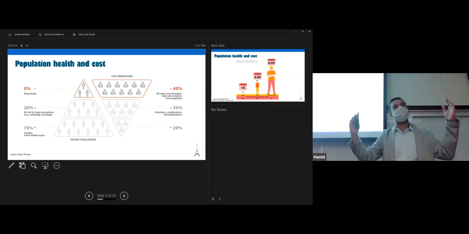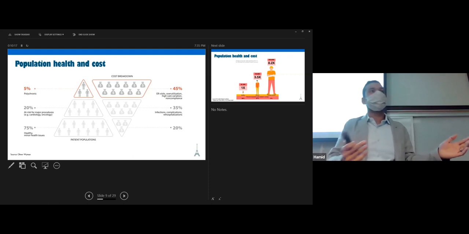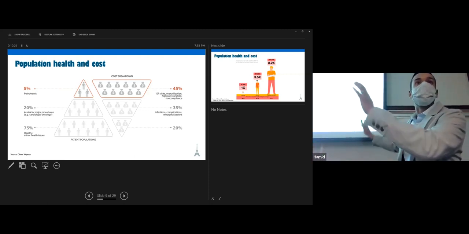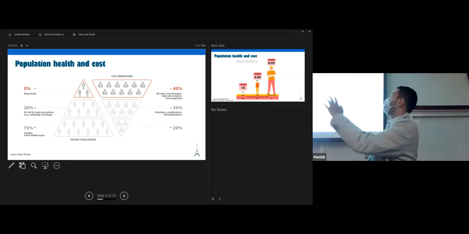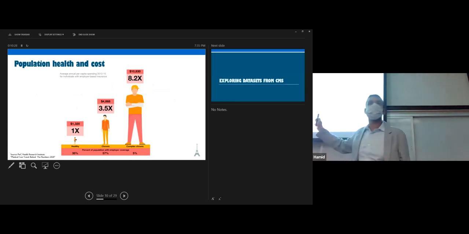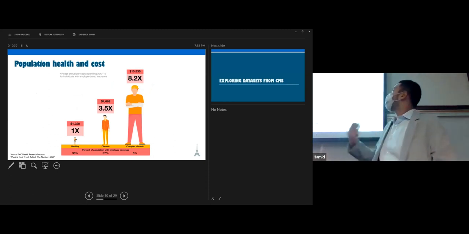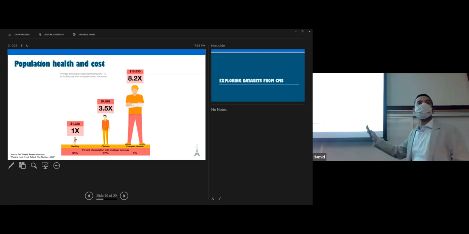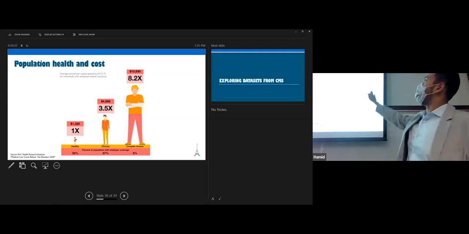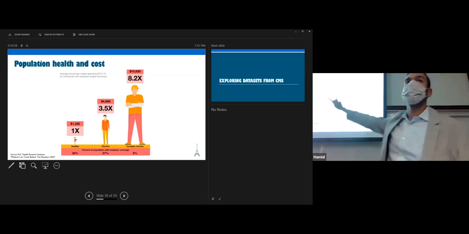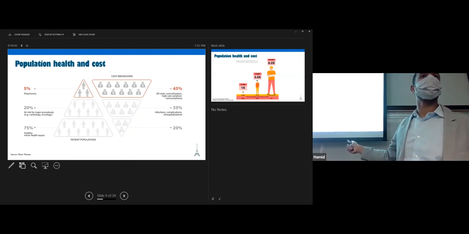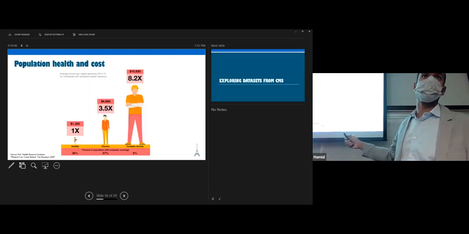If you're a policymaker, if you're a CEO of a private insurance company, if you're in the government, this is the type of stuff that you want to think about, because this also tells you where the influence lies, right? This was another visual that we looked at. It's trying to communicate the same information, but this is basically telling us that complex chronic individuals carry 8 times the amount of cost as a healthy individual. So two different slides, two different visuals that are trying to communicate the same information.